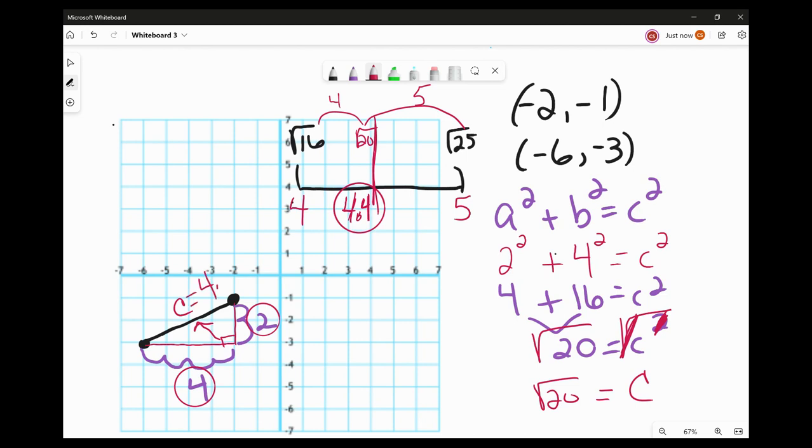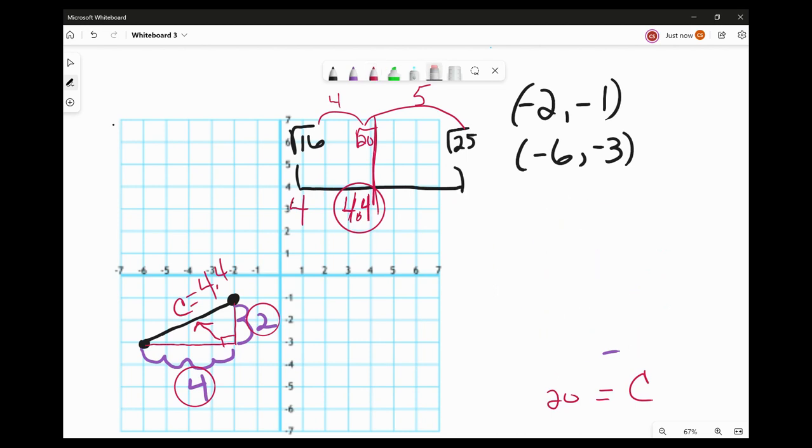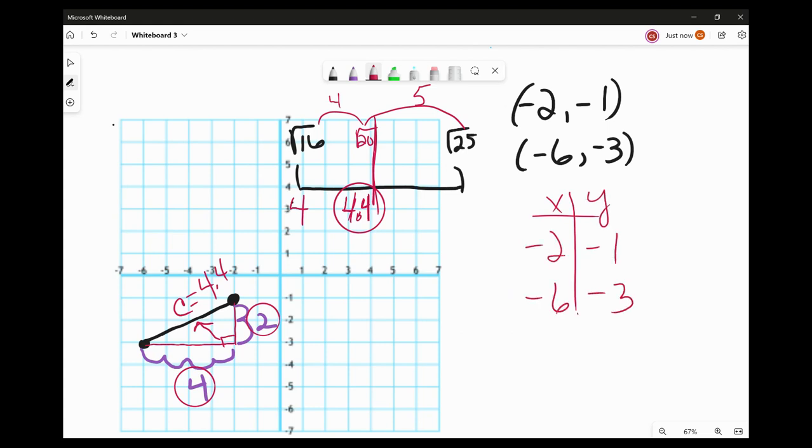All right, now I'm going to show you how we could do it using an XY table. So let's look at these numbers in an XY table. We have -2, -1, and -6, -3. So this is what I was talking about. If you go from -2 to -6, it actually goes down by 4. And from -1 to -3, it goes down by 2. So I can call this A, and I can call this B.